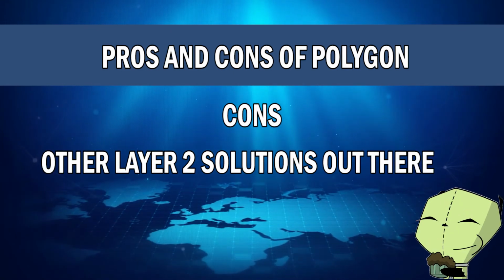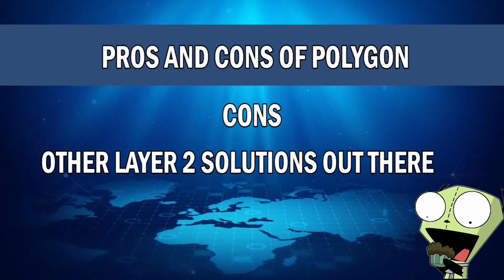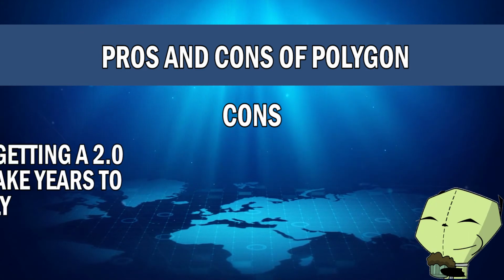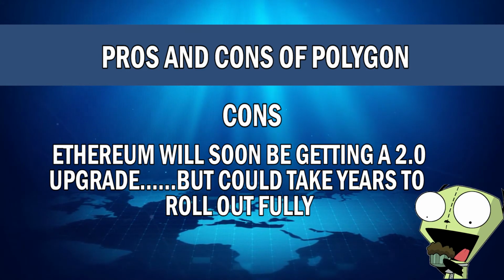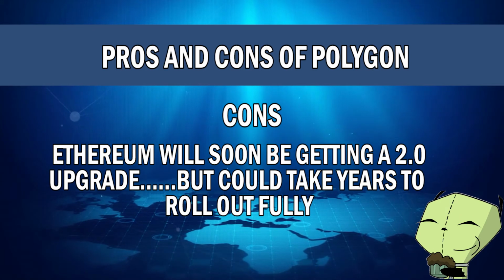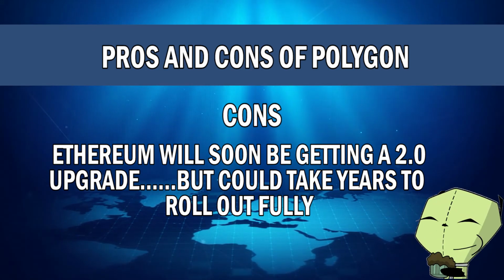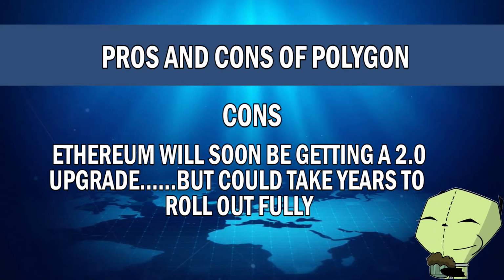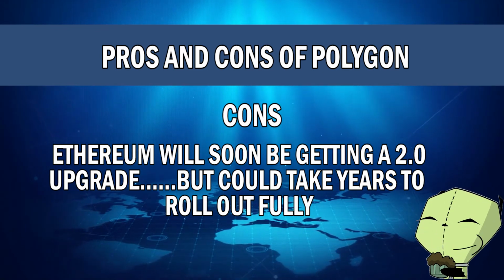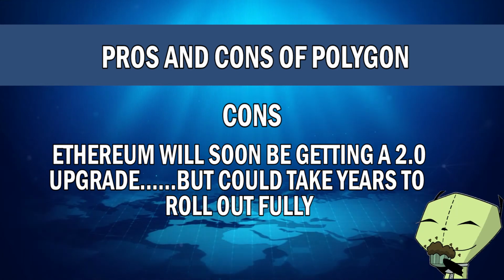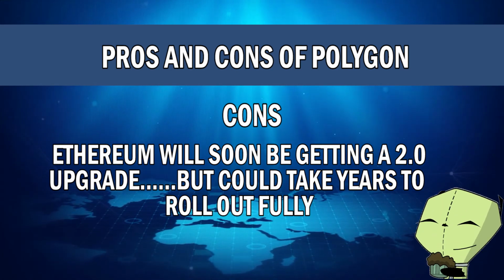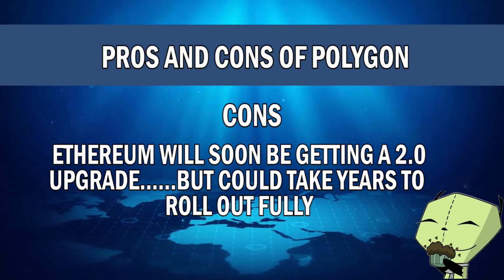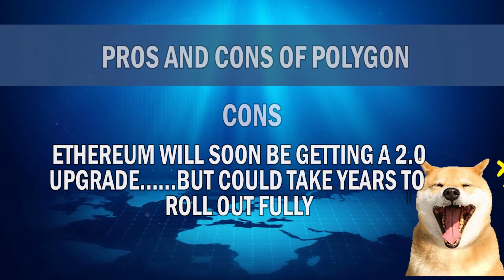Moving on to the cons. Number 1, there are other layer 2 solutions out there, but right now Polygon seems to be the leader in this space. Number 2, Ethereum will soon be getting a 2.0 upgrade that will address Ethereum's scalability issue. However, that could possibly take many years to roll out completely. So layer 2 solutions are still very much needed and very effective. And again, with Polygon, it's not just payment transactions that can be scaled, it can be any form of data or asset that is transferred across these blockchains.